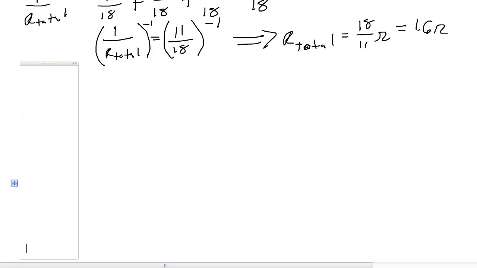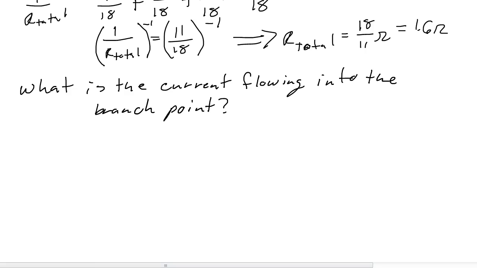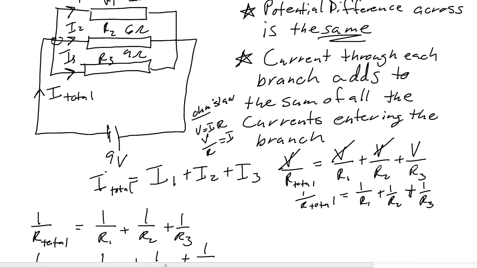Let's make some room. Now, what can we do with this information? So, what if next I wanted to answer the question, what is the current flowing into the branch point? Okay, so I want to find the current, I total, basically, that's flowing into these branches right here.